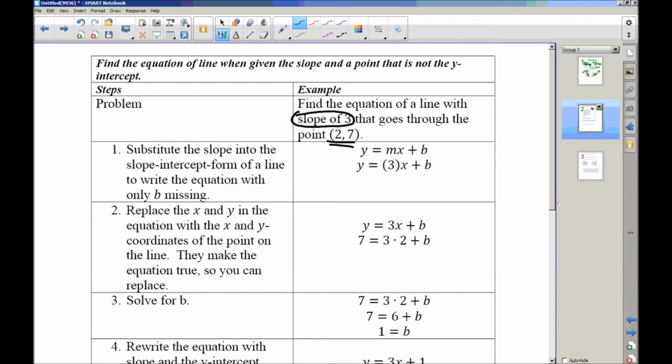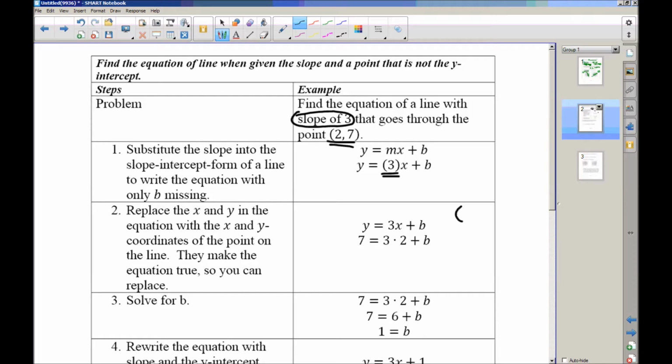Okay, so step 1, substitute the slope into the slope-intercept form of a line to write the equation with only the b missing. So slope-intercept form is y equals mx plus b, and then in place of m, I put a 3. Okay, so now I have only the b part. The y and x are our normal input-output variables, and we don't know the y-intercept. All right, so replace the x and y in the equation with the x and y coordinates of the one point on the line that we know.